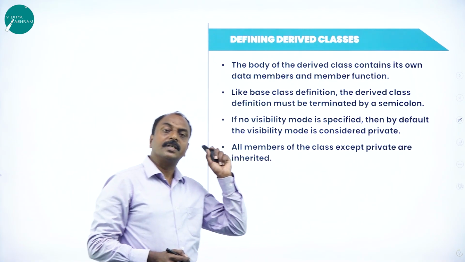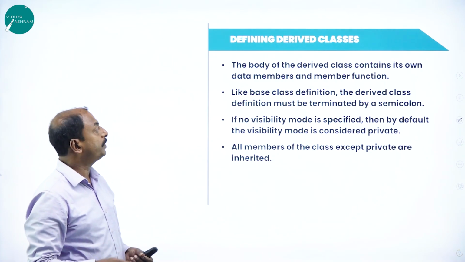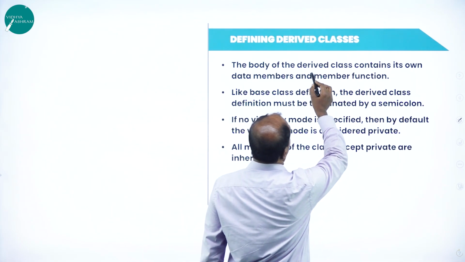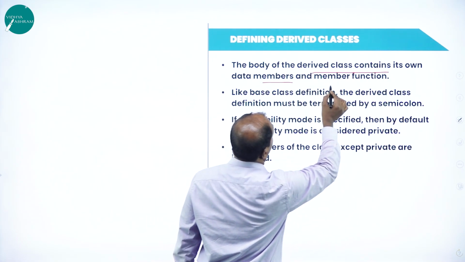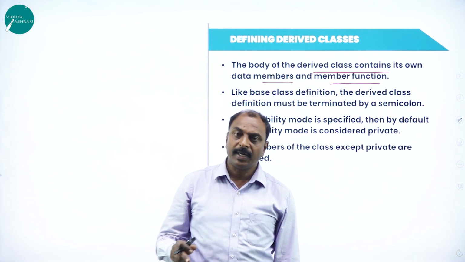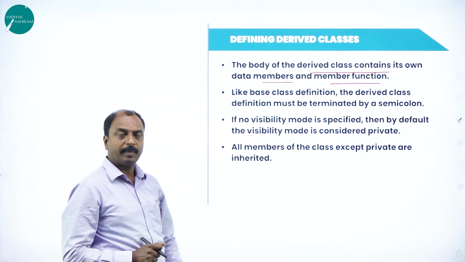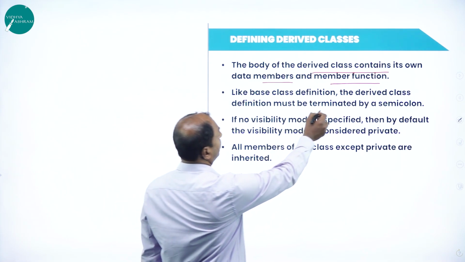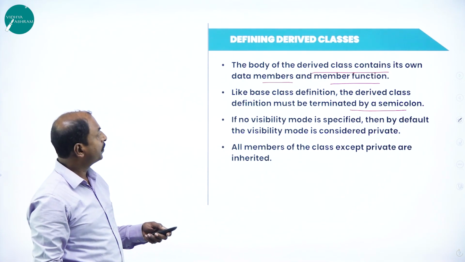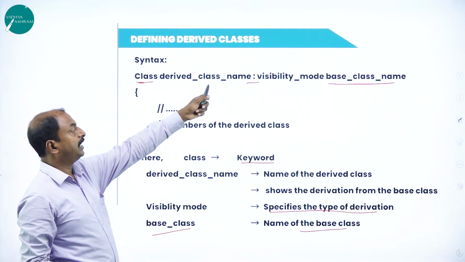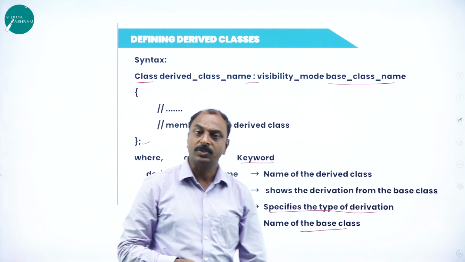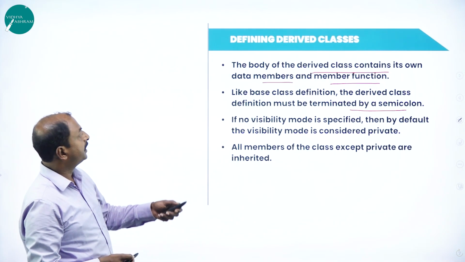Now let us see the points to be remembered while defining a derived class. The body of the derived class contains its own data members and member functions, because a derived class is also a class. Like a base class definition, the derived class definition must be terminated by a semicolon. Though it's a derived class, it has to be terminated with a semicolon, just as we normally close or terminate a class. So that is the second point.